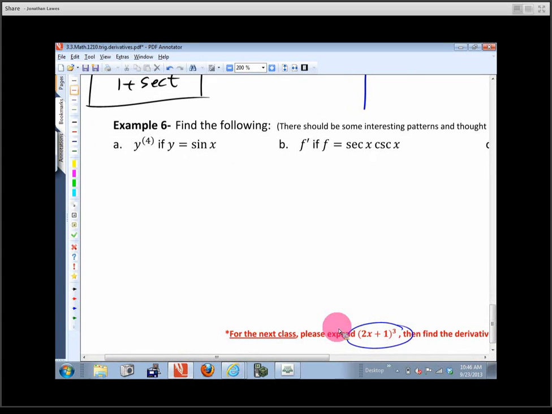Let's do this one because this is kind of interesting. Everybody kind of likes this. We want to find, what does this mean? Fourth order derivative. So y prime, cosine of x. Y double prime, negative sine of x, right? What about y triple prime? It's going to be negative cosine. And what about the fourth order derivative? Right back to sine of x.